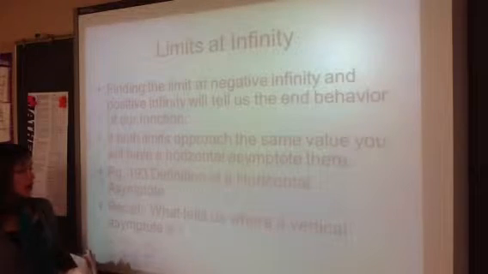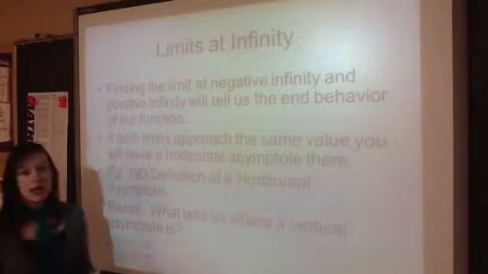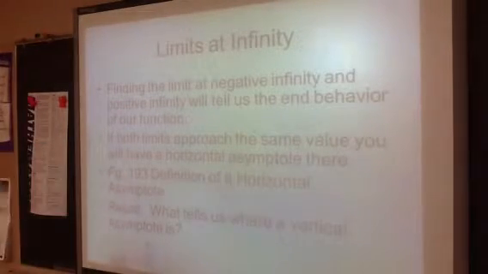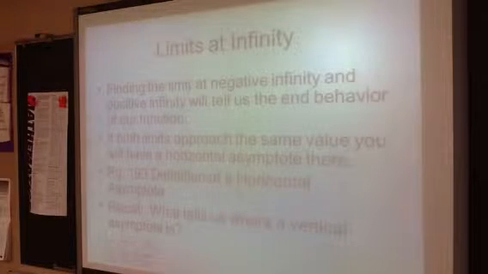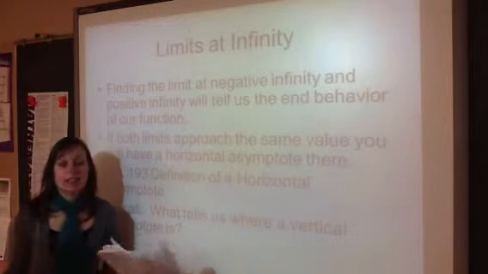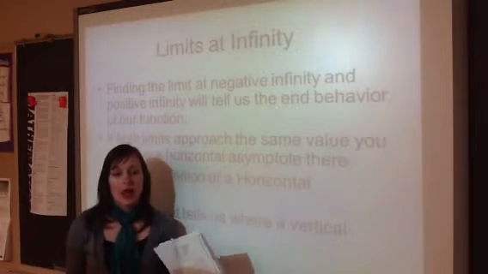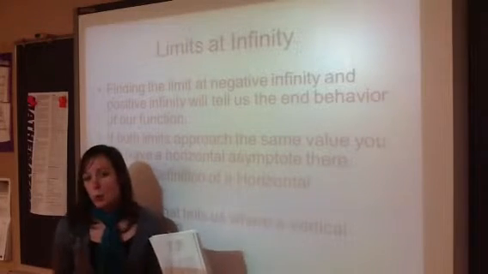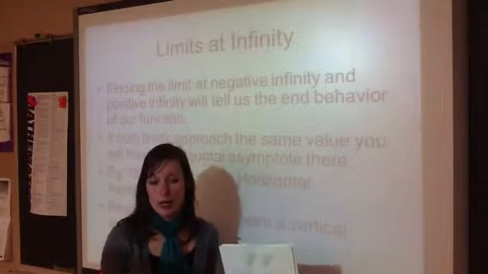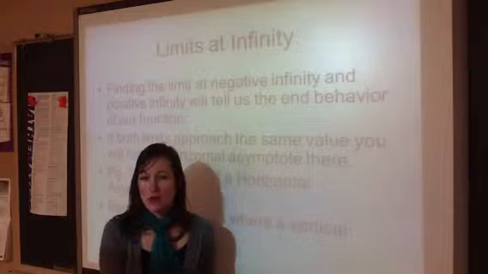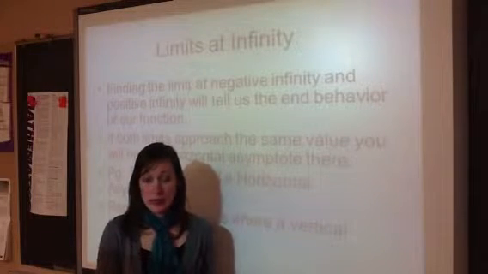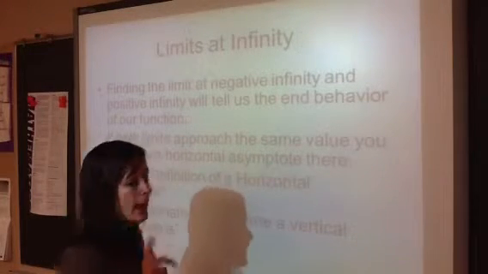So recall, how do we know where a vertical asymptote is? If you think about it, we knew where a vertical asymptote was by looking at the denominator in an equation and saying when it was undefined. Sometimes we got a hole there, but we won't worry about that just yet. We'll figure those out a little bit later. Right now, we're only going to worry about asymptotes.